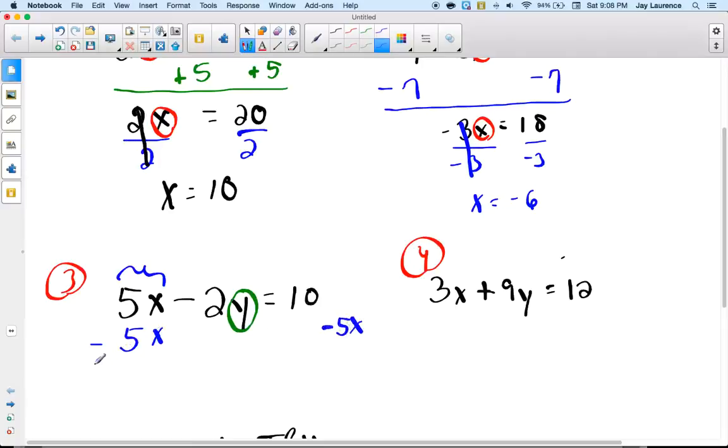Okay, now if I were solving for x, the steps would be different. But in this one, I'm going to solve for y. So those will cancel. I'll get a negative 2y equals 10 minus 5x. And I'm going to circle that y again, right, because I'm trying to get it alone.